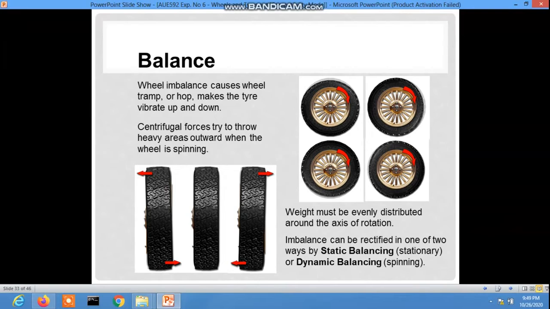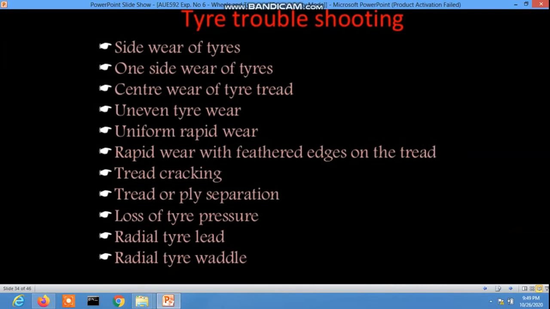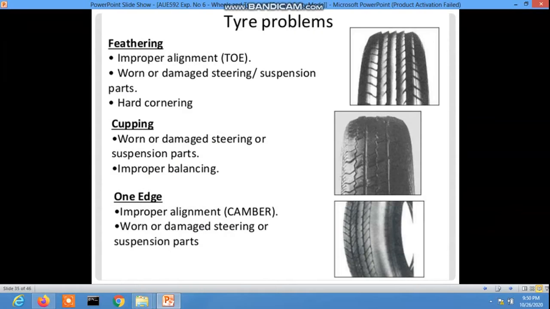Now the tire troubleshooting. Some troubles are there, like side wear of tires, one side wear of tires, center wear of the tire tread, uneven tire wear, uniform rapid wear with feather edge on the tread, cracking, tread or ply separation, loss of tire pressure, radial tire lead, radial tire waddle. Now some problems in the tire are here, like feathering, cupping and one edge.